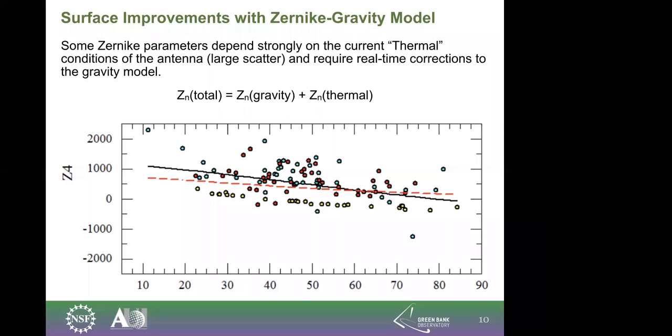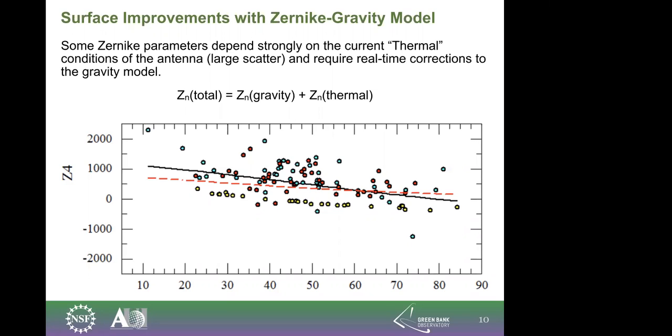All right, surface improvements with the Zernike gravity model. Some of the Zernike parameters depend strongly on the current thermal conditions of the antenna, and those will require real-time corrections to the gravity model. As I mentioned earlier, if you're going from daytime to nighttime observing and the air temperature cools off and the dish surface relaxes, that can change what the surface looks like for the GBT. That's what it means to have current thermal conditions or real-time corrections for gravity.